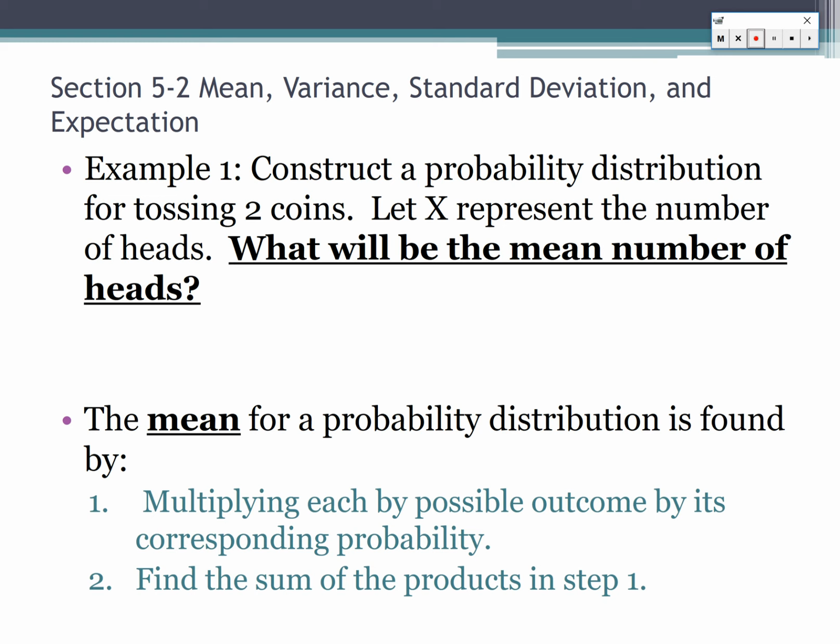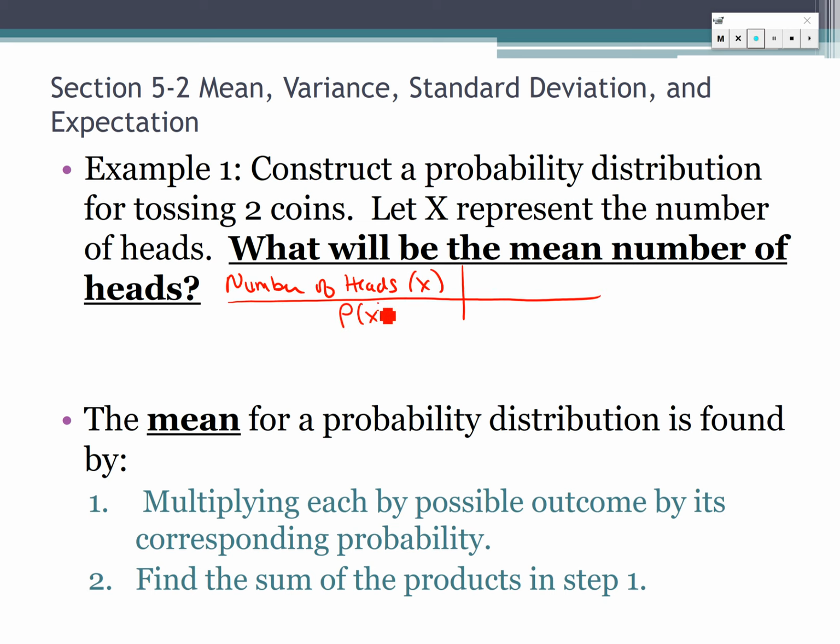So the first example matches with the example from yesterday. Example 1 matches up. Construct a probability distribution for tossing 2 coins. You did that yesterday. And we want to find now the mean number of heads. That's what we want to do. Just as a refresher, I know you guys have your sheets, but I'm going to just recreate it up here. So number of heads. That was the event we were looking at, was the number of heads.